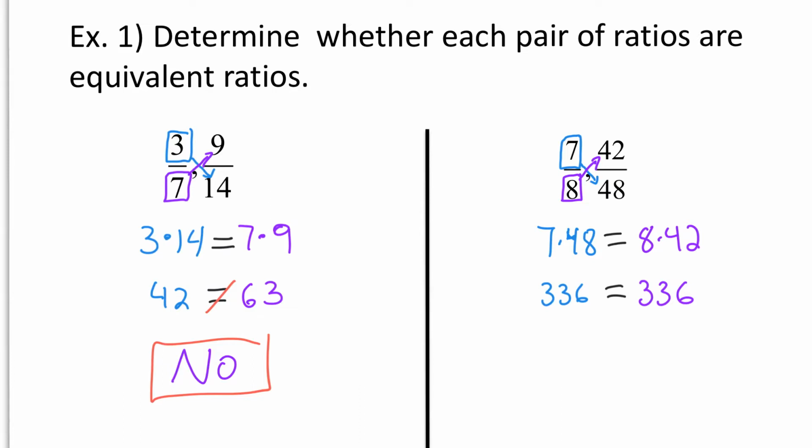So they're the same type of ratio. So we can make a proportion out of those two ratios. But we're just going to put here, yes, they are equivalent, because when you cross multiply, we get the same product.